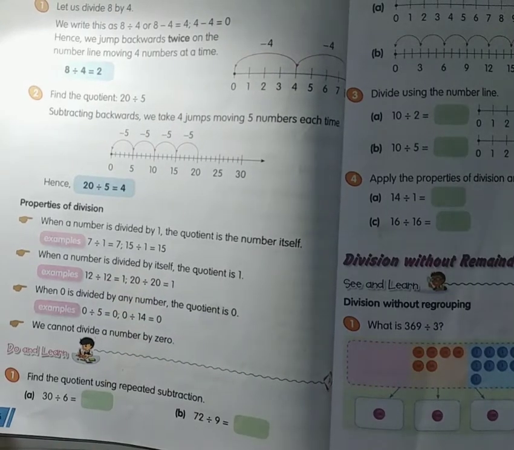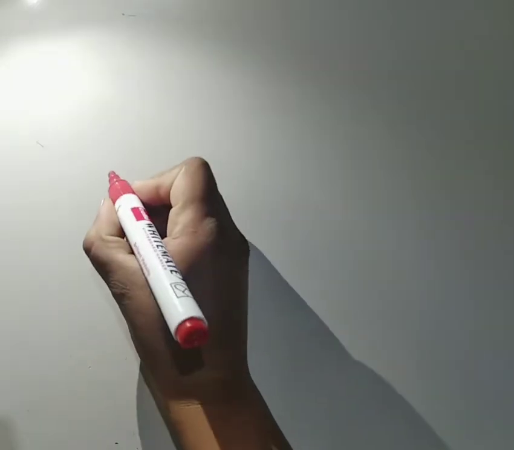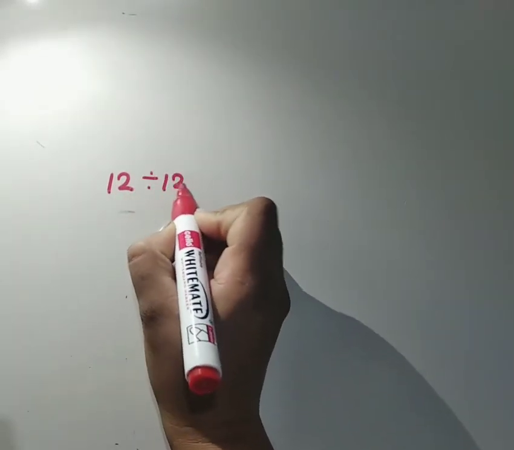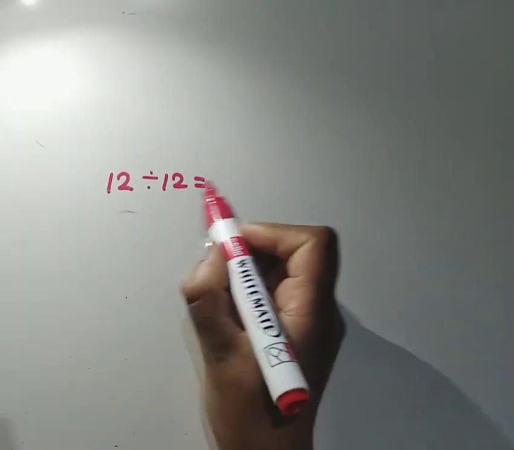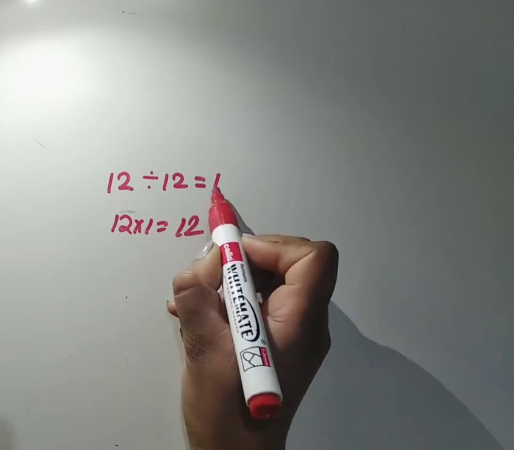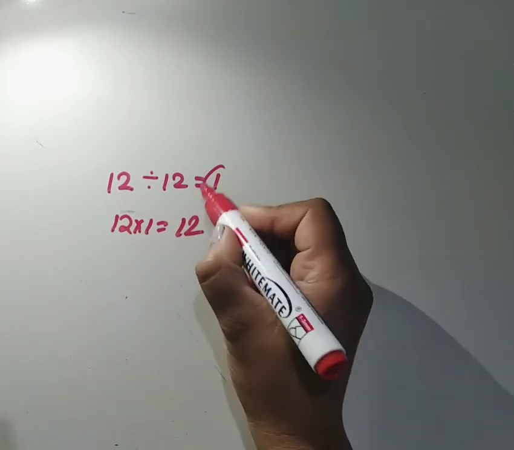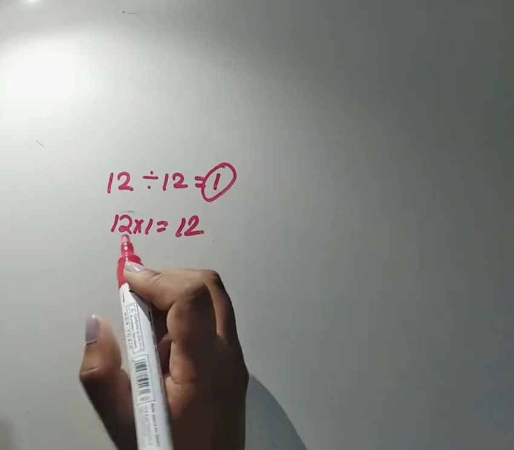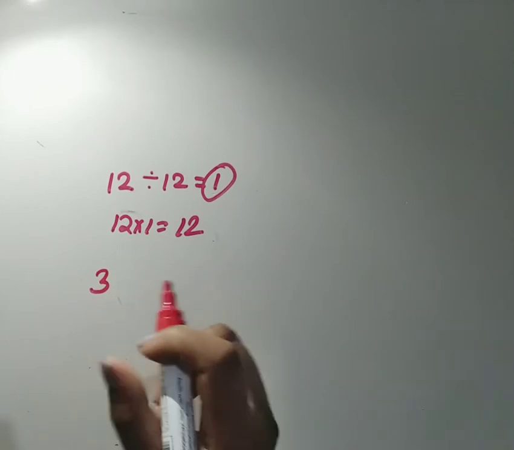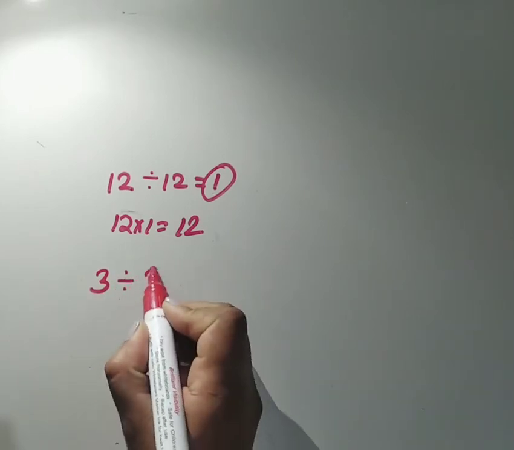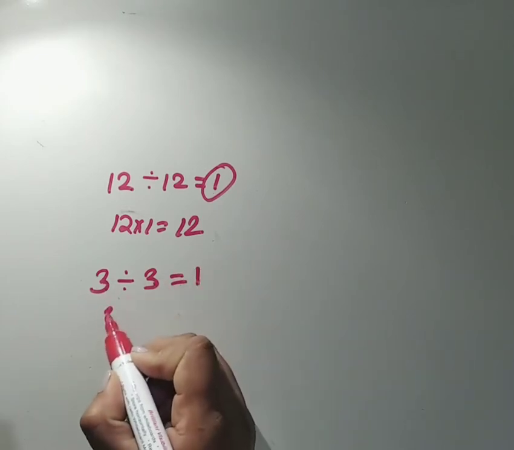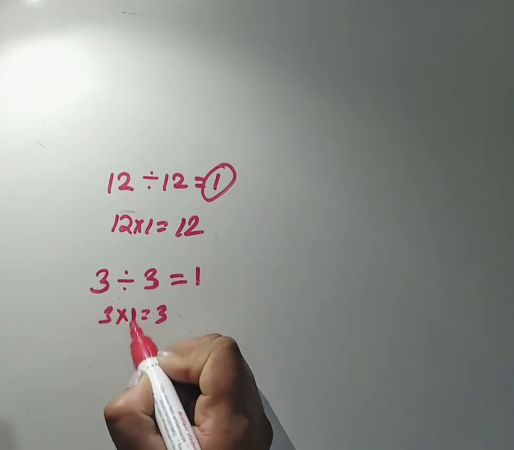Let's see the example of this now. So if I divide any number, let's say 12, by the number itself, what is your quotient going to be? 12 times 1 is 12. 12 ones are 12. So your answer is going to be 1. Okay, remember this property says the answer is going to be 1. Okay, so I'm dividing the number 3 by itself. 3 divided by 3. 3 times 1 is 3. 3 ones are 3. So your answer is 1.